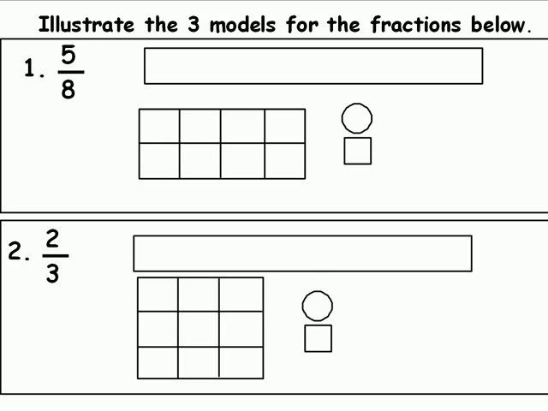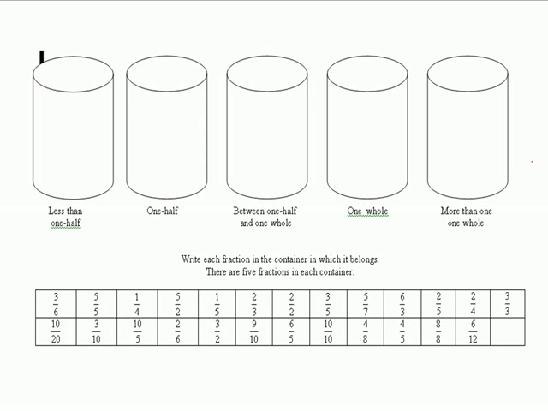And this right here is an activity that you can do. I have 25 fractions. I want you to take those 25 fractions and place them in one of the 5 containers. Each container will hold 5 different fractions. The containers are less than 1/2. You have 1/2. You have between 1/2 and 1 whole, fractions that are exactly 1 whole, and fractions that are more than a whole.